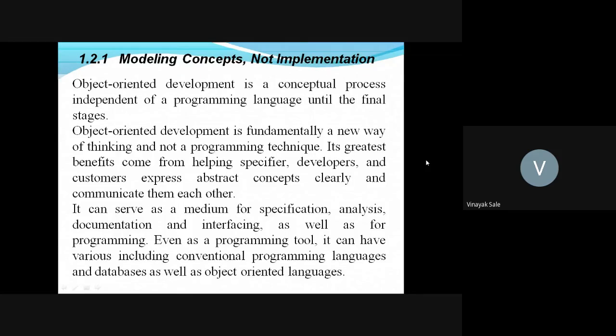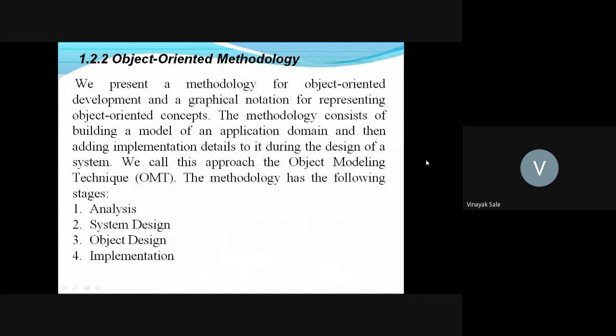Then the second part is object oriented methodology. Whenever you are doing a project, the parts are analysis of the problem, then system design, then object design, and implementation, then the graphical representation, results, conclusions, and future work. All these are grouped together in object oriented methodologies. We present a methodology for object oriented development and a graphical notation for representing object-oriented concepts.